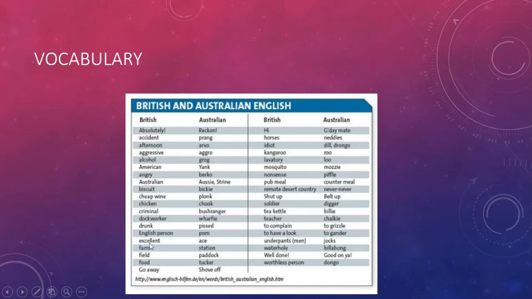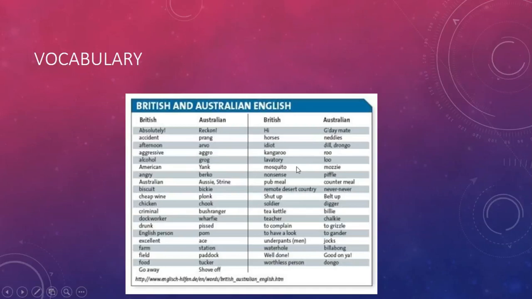We already discussed that. Excellent is ace. Okay, you do an excellent work, I say ace. Then farm is usually called a station. Field becomes a paddock. Food is tucker. Go away is shove off. Okay. Then hi, instead of hi, they say good day, mate. Then horses are called neddies. These are some words for idiot: dill and drongo. Kangaroo is called a roo.